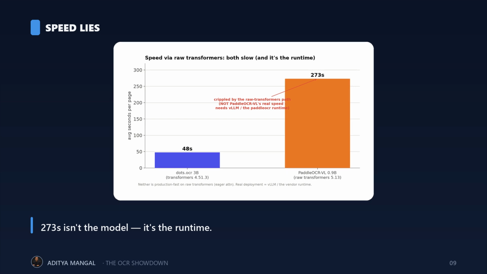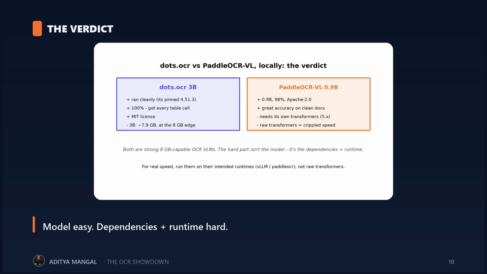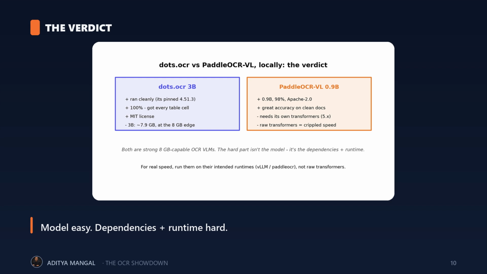So the verdict for the 8 gig laptop: dots.ocr is the one I'd reach for. It's heavier on VRAM, but it returns genuinely structured output and runs at a usable speed, while PaddleOCR-VL, though lighter and capable, was crippled by its runtime on this setup. But the bigger lesson is the one from the dependency wall. With local structured parsing models, the model fitting is rarely the hard part. The environment, the versions, and the serving path are what actually decide whether you can ship it.